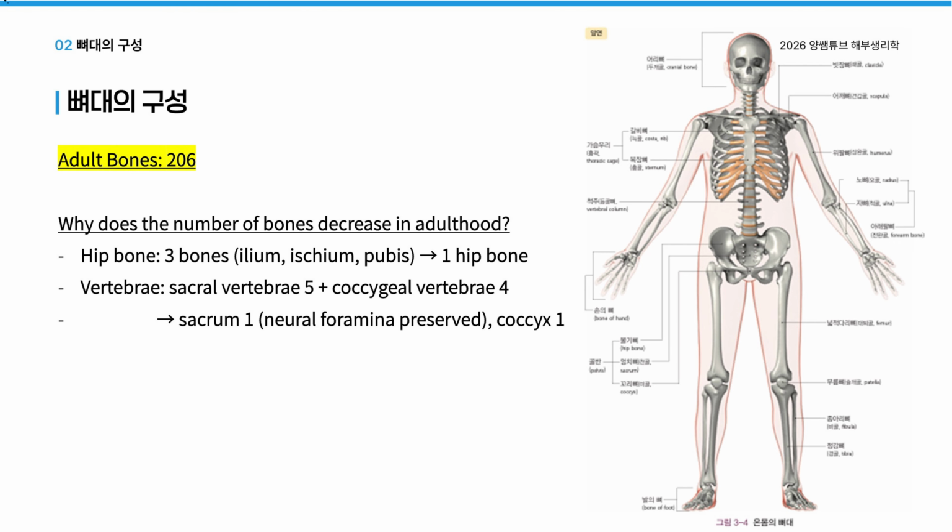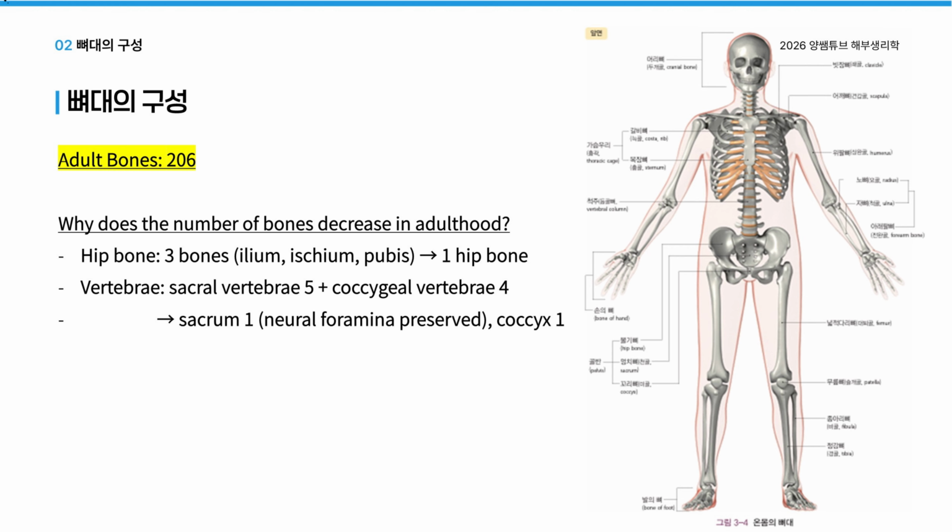Alright, we move into the second big section, the composition of the skeleton. Let's start with a number you should memorize. An adult has 206 bones. But here's an interesting question. Why does the number of bones actually decrease as we grow from childhood into adulthood? It's not that bones disappear. It's that separate bones fuse together into one.